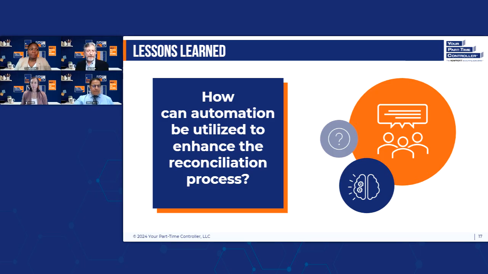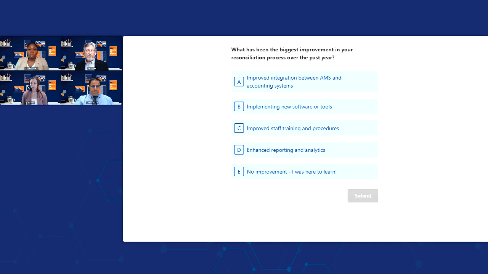And those are all great tips. And with that, we're going to go on to our last polling question. What's been the biggest improvement in your reconciliation process over the past year? Have you improved integration between the AMS and accounting, implementing new software or tools, improved training and procedures, enhanced reporting and analytics? Or really, has there been no improvement and you were here to learn what you could do?